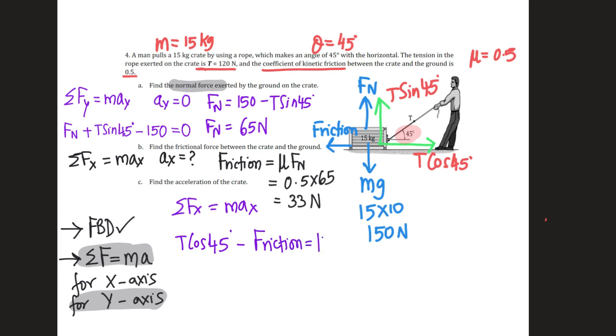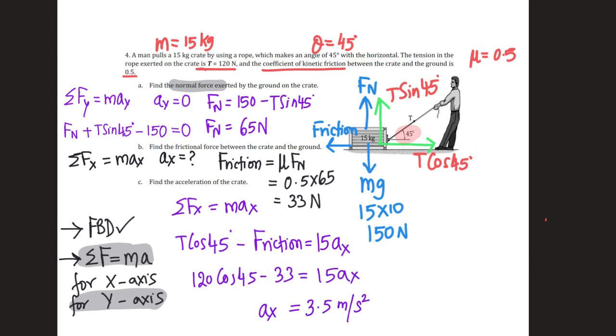equal to the mass, 15, multiplied by ax. So we have T is 120, so we can write 120 cosine 45 minus friction, which we got as 33, equal to 15 ax. We can use this to calculate the value of ax with our calculator, and that comes out as 3.5 meters per second squared. So that's how we solve this problem based on Newton's second law.